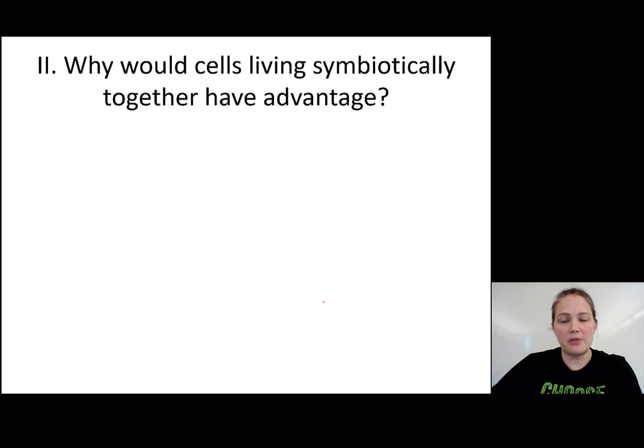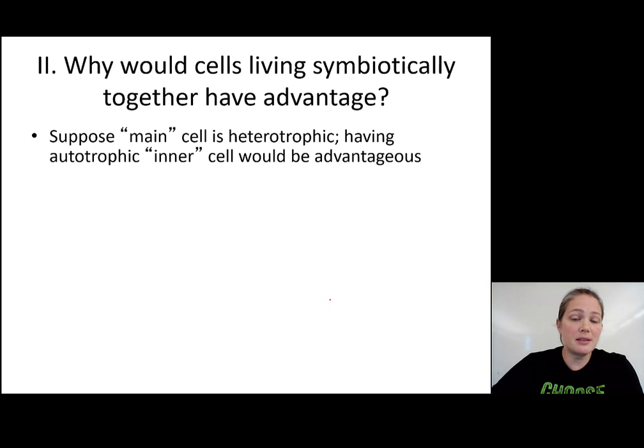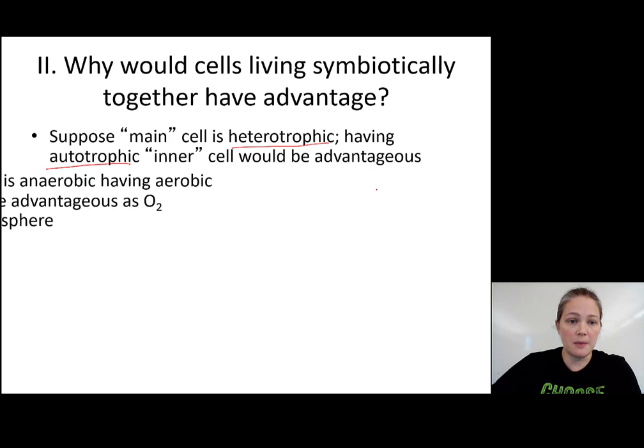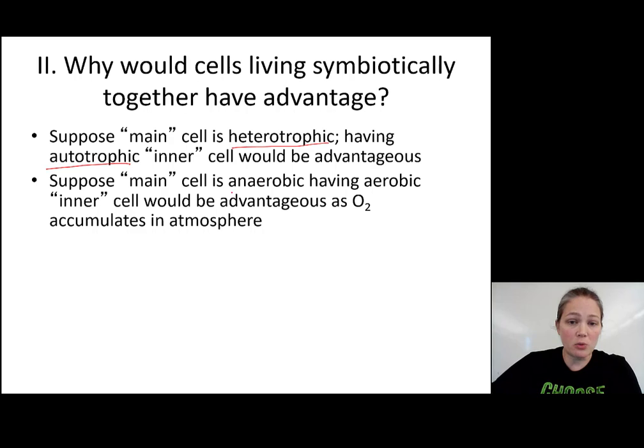So why would they both have an advantage? What's the advantage? So if the main cell is heterotrophic, meaning that it gets its energy from outside sources, it consumes food, it's a consumer, having an autotrophic inner cell would be advantageous. So that's where if it engulfed a photosynthetic organism, that would be advantageous, right? If the main cell is anaerobic, meaning that it cannot use oxygen to break down sugars and get energy, having an aerobic inner cell would be advantageous. So that's where having a mitochondria would come in handy, right?